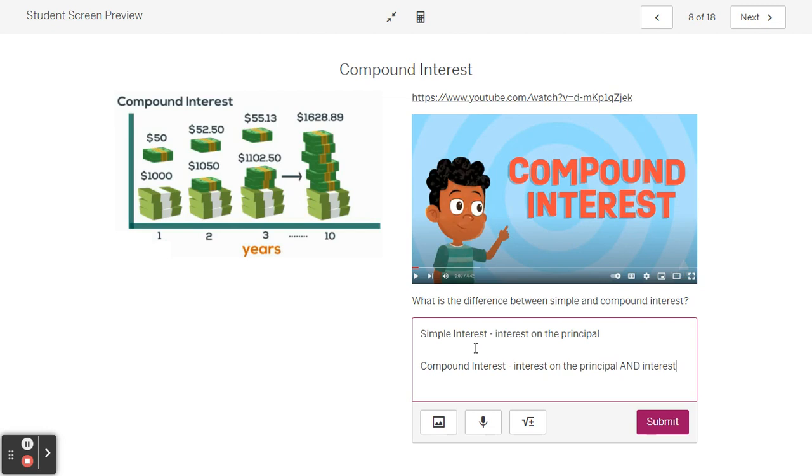Now, when we talked about simple interest, we said that the graph that represents simple interest would be a linear relation. If we graph compound interest, we would have an exponential relation.